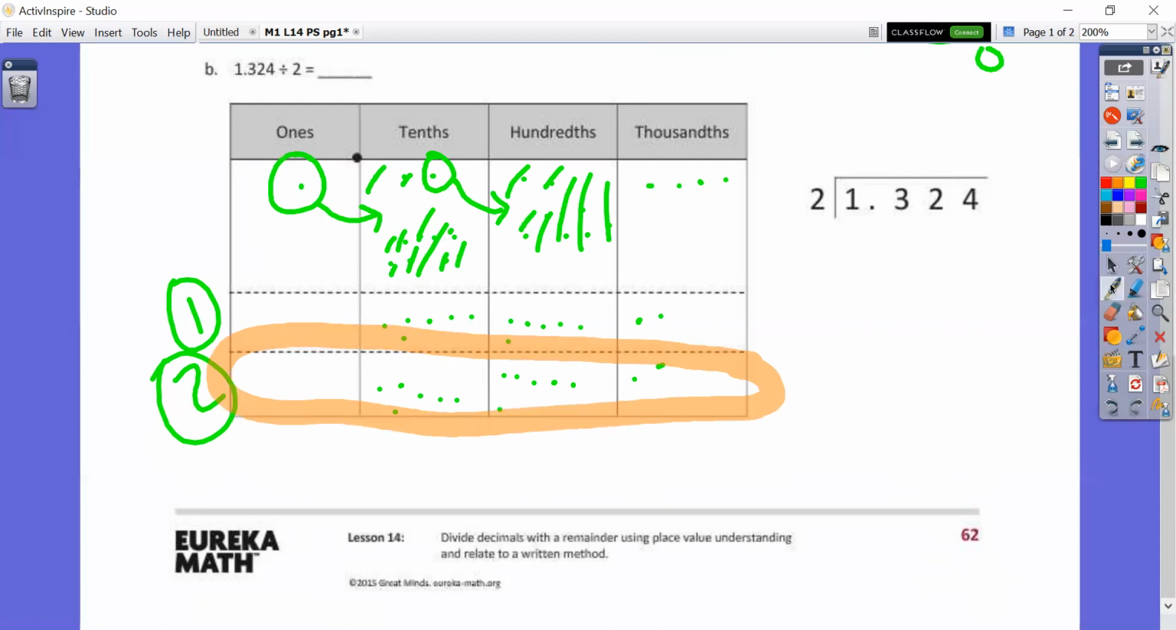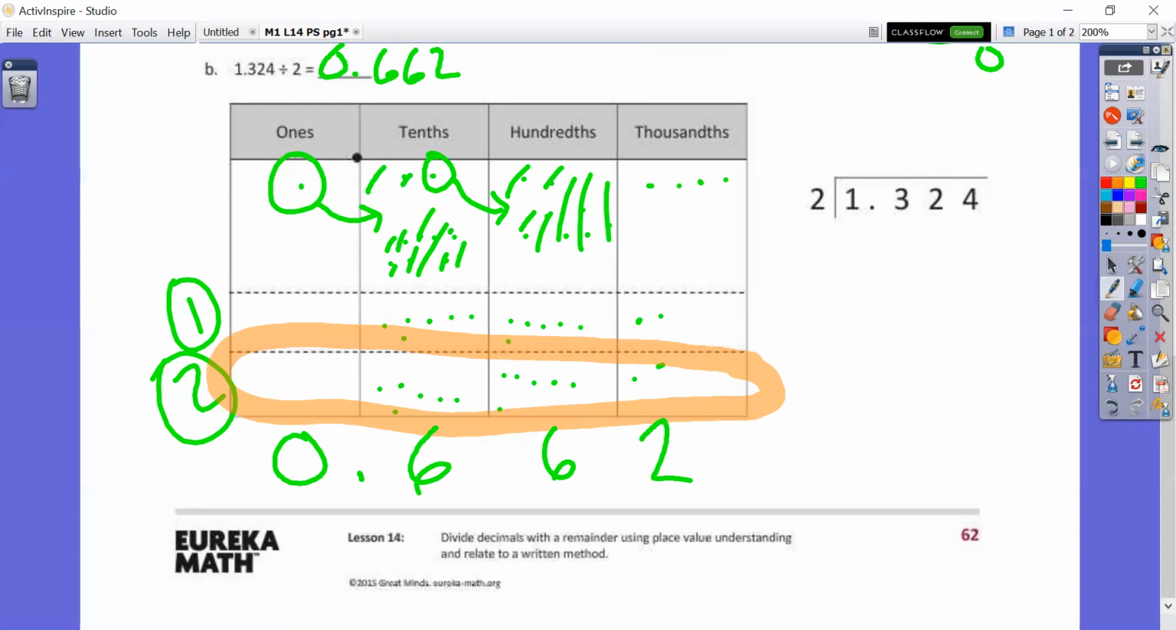Well, was there anything in the ones? Nope. The decimal stays right where it's at. And there was 6 in the tenths place. There is 6 in the hundredths place. And there's 2 in the thousandths place. So our answer is going to be 0 and 662. That's how we write it. But we would say it as 0 and 662 thousandths.